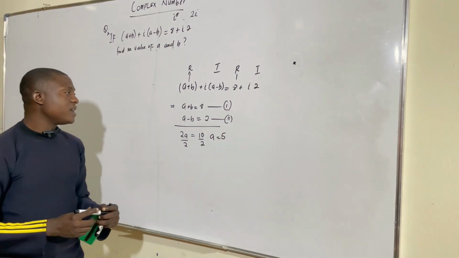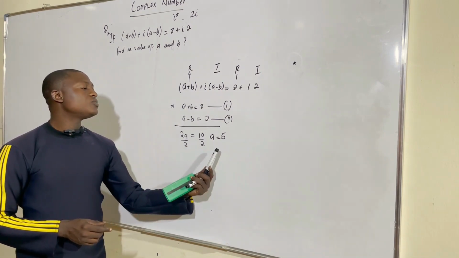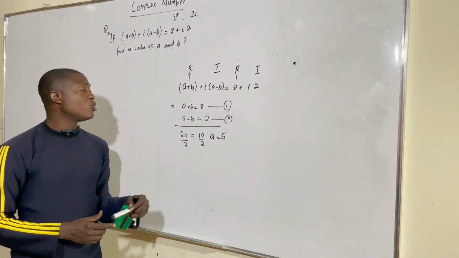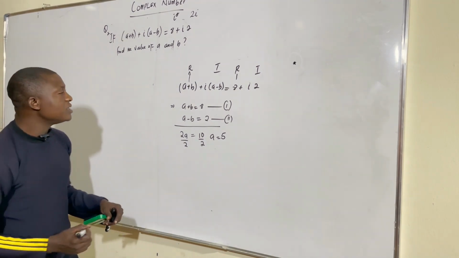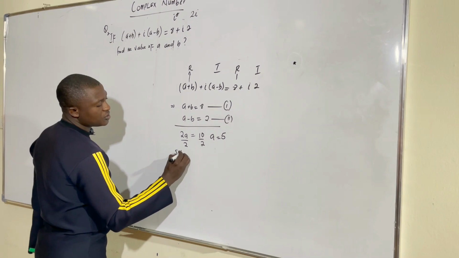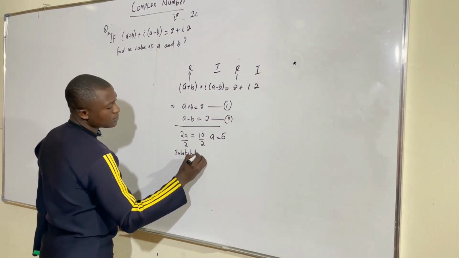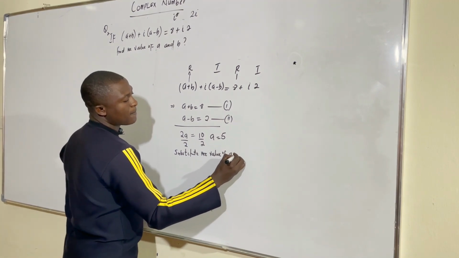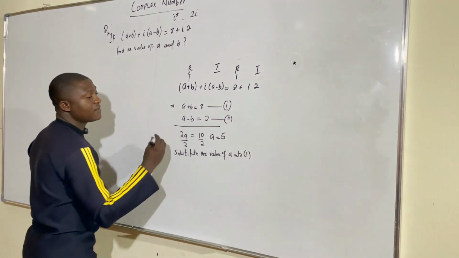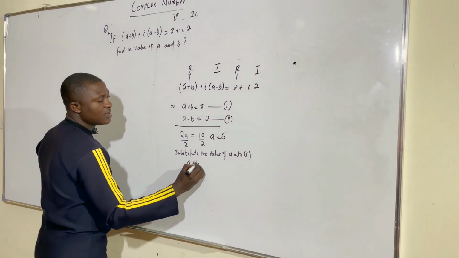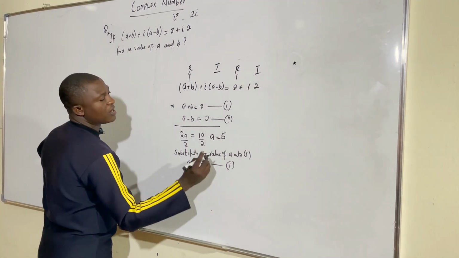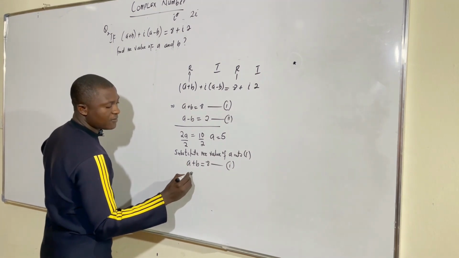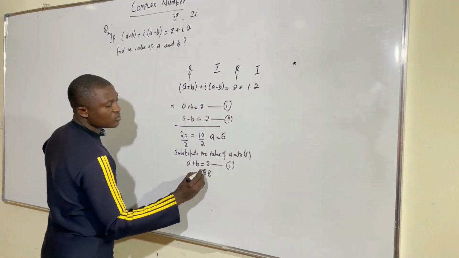Now, since we have the value of a to be 5, I can substitute the value of a into either equation 1 or equation 2 to obtain the value of my b. So substitute the value of a into equation 1. What do we have in equation 1? Equation 1 says that a plus b is equal to 8. Now, what I got for a is 5, right? So let's substitute it here. That means that we have 5 plus b is equal to 8.